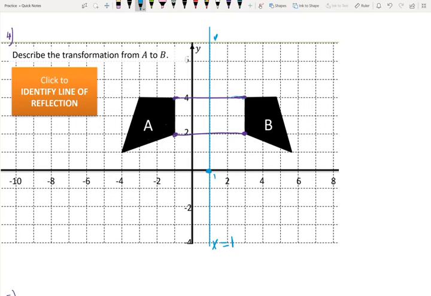So we say this transformation is reflection with respect to x equals -1.